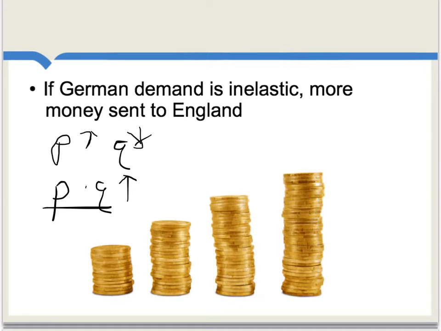Mill is quite clear, by the way, that this increase in the price coming from the tax will only increase English resources if the German demand for cloth does not fall very much. He didn't use the word inelastic, which is more modern, but it's pretty clear from reading Mill that's exactly what he had in mind.